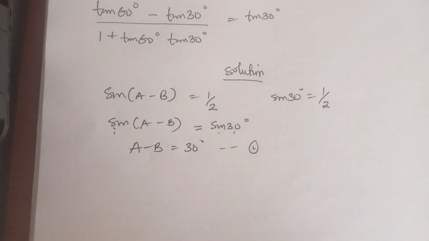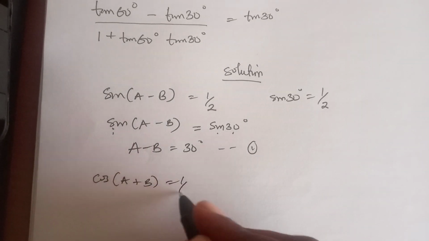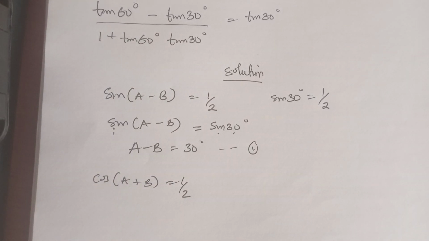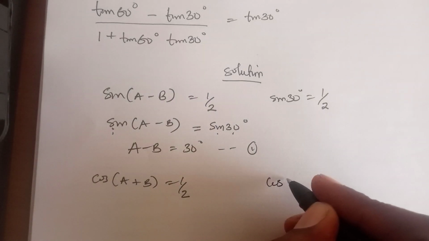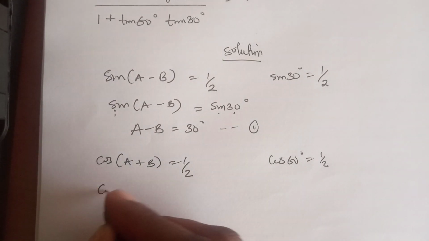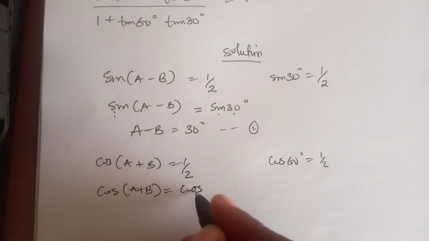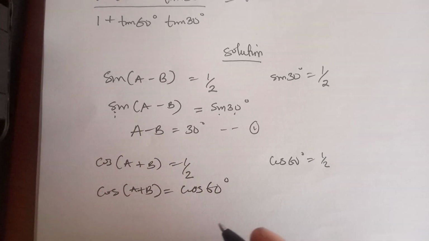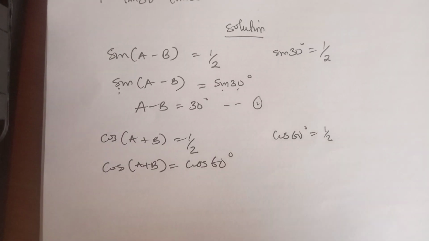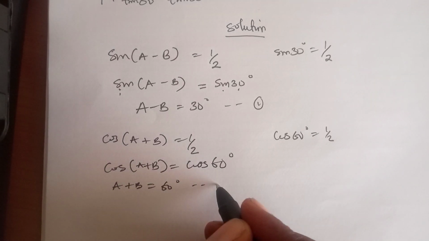So the second part of it says that cos(a plus b) in the question equals 1 over 2. And in the special angles, what will give us 1 over 2 in terms of cos? We have cos 60 to be 1 over 2. So we have cos(a plus b) equals cos 60. The same thing here, both are cos, so we equate their angles. So a plus b equals 60 degrees, so equation 2.